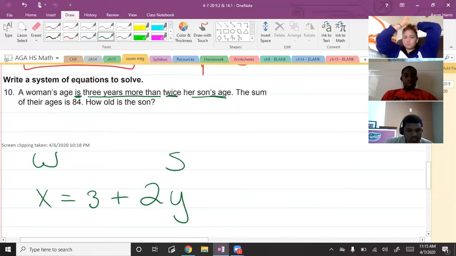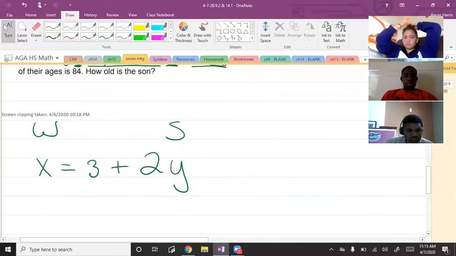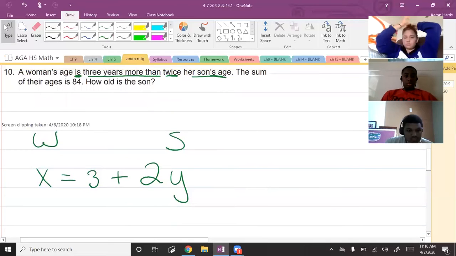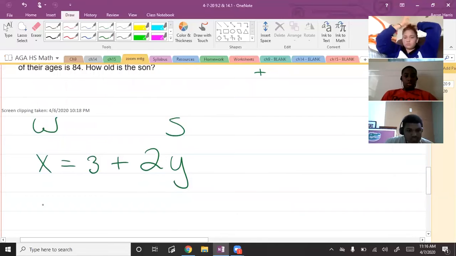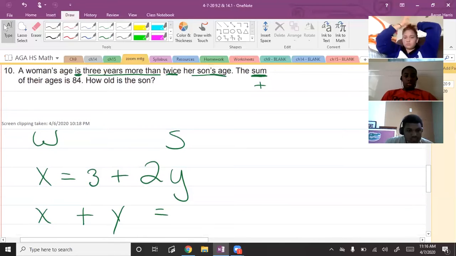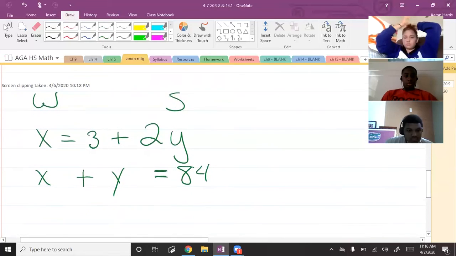Now, hopefully I was able to break that down and read it to you in such a way that you're like, oh, that was easy. Okay. So now you have 2 unknowns. You can't solve an equation with 2 unknowns. They give you another sentence. It says the sum, which means addition, of their ages. Well, the woman's age is represented by X. The son's age is represented by Y. The sum of their ages is. This word is an equal sign. And what is that equal to? 84. And that's how we get our 2 equations.